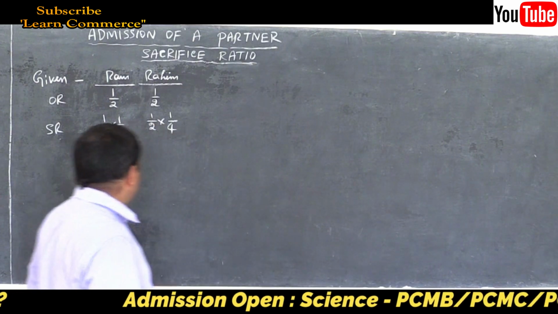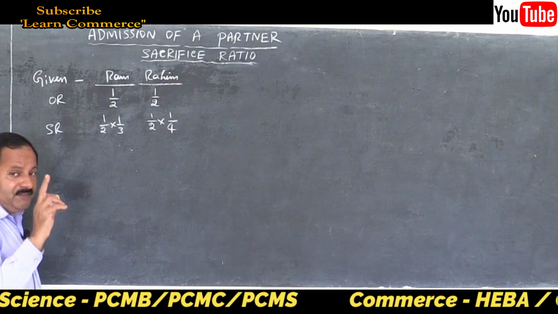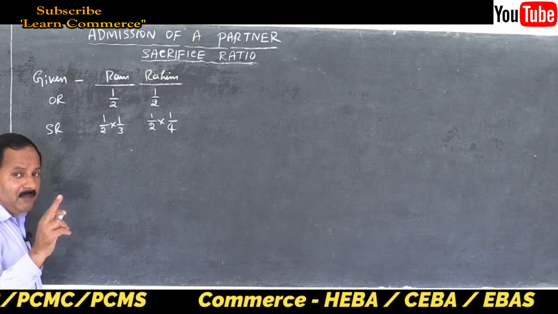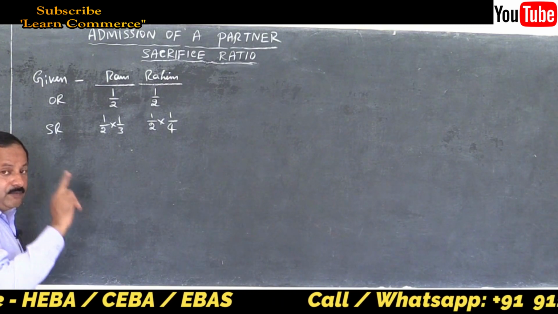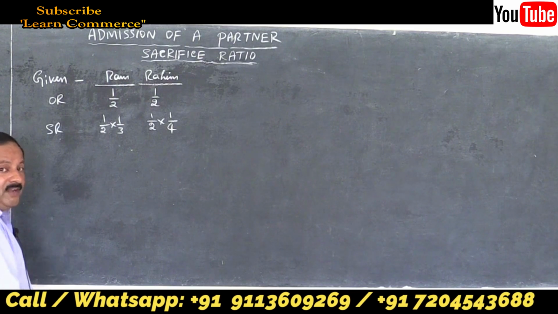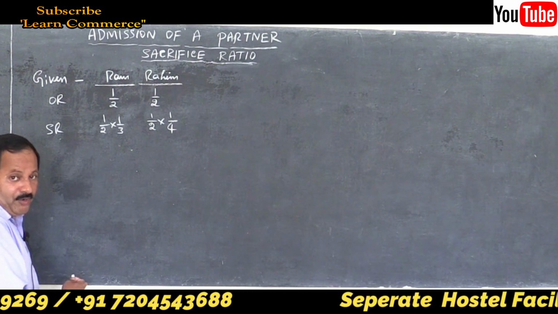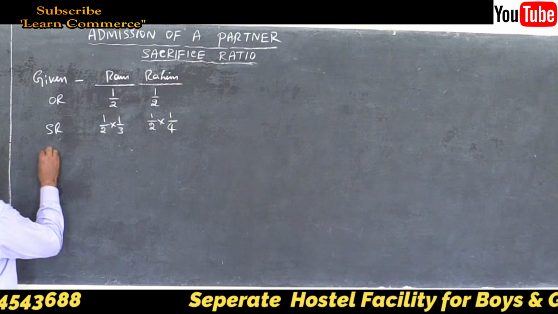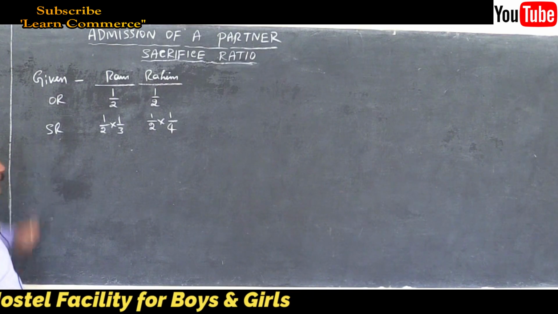So let us solve the problem. Write the formula first. Without the formula, if you solve the problem, they will deduct 1 mark for that. Remember, they will search for the formula, they will search for the steps, and then they will search for the final answer, whether it is written or not. That is how the scheme of valuation will be in the board exam. So here write what is asked in the problem: sacrifice ratio.